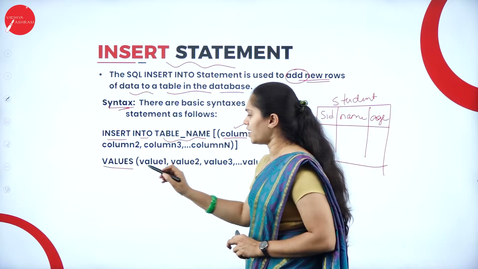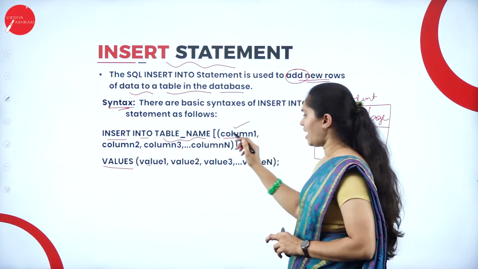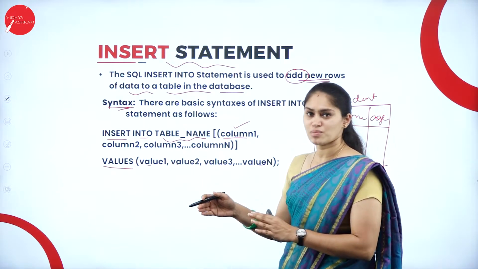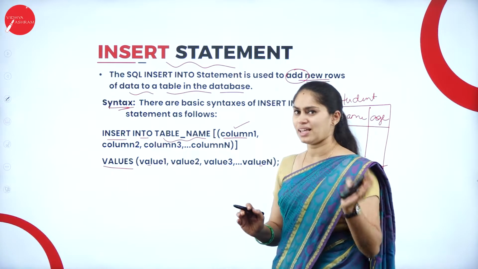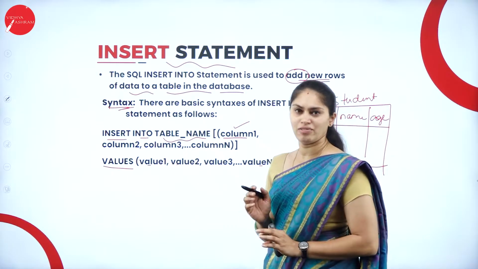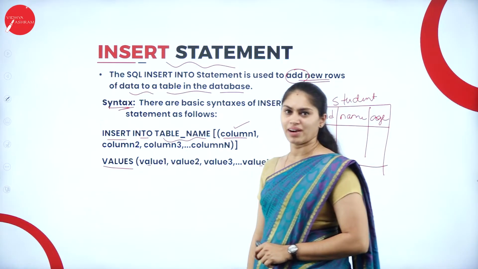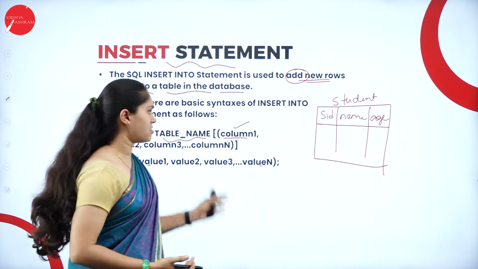After that, values, value 1, value 2, up to n number of values. So if we have 5 columns, then the number of values must be only 5. It should not be either greater or lesser. If it is lesser, then that will be filled by 0. So based on the number of columns, you have to insert values. Let me write the query for this table itself.